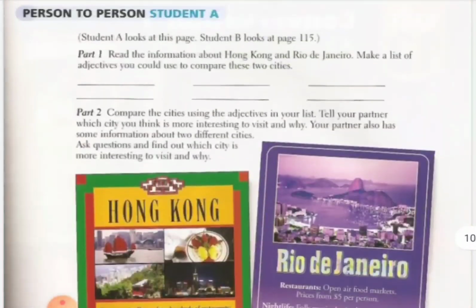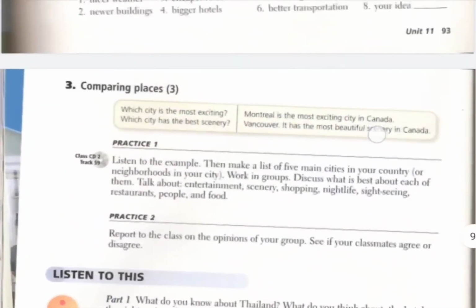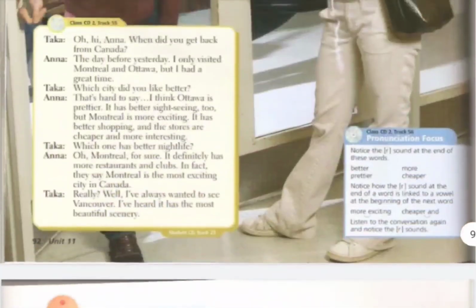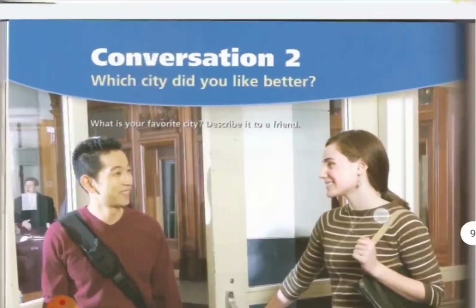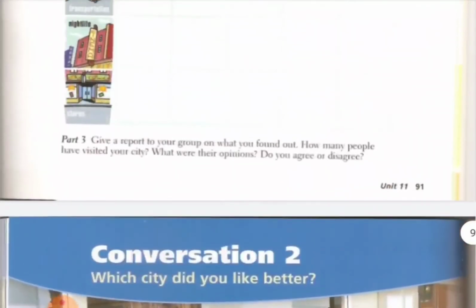So this is just a rundown on Unit 11 from our Person to Person 1. This is for your reference.